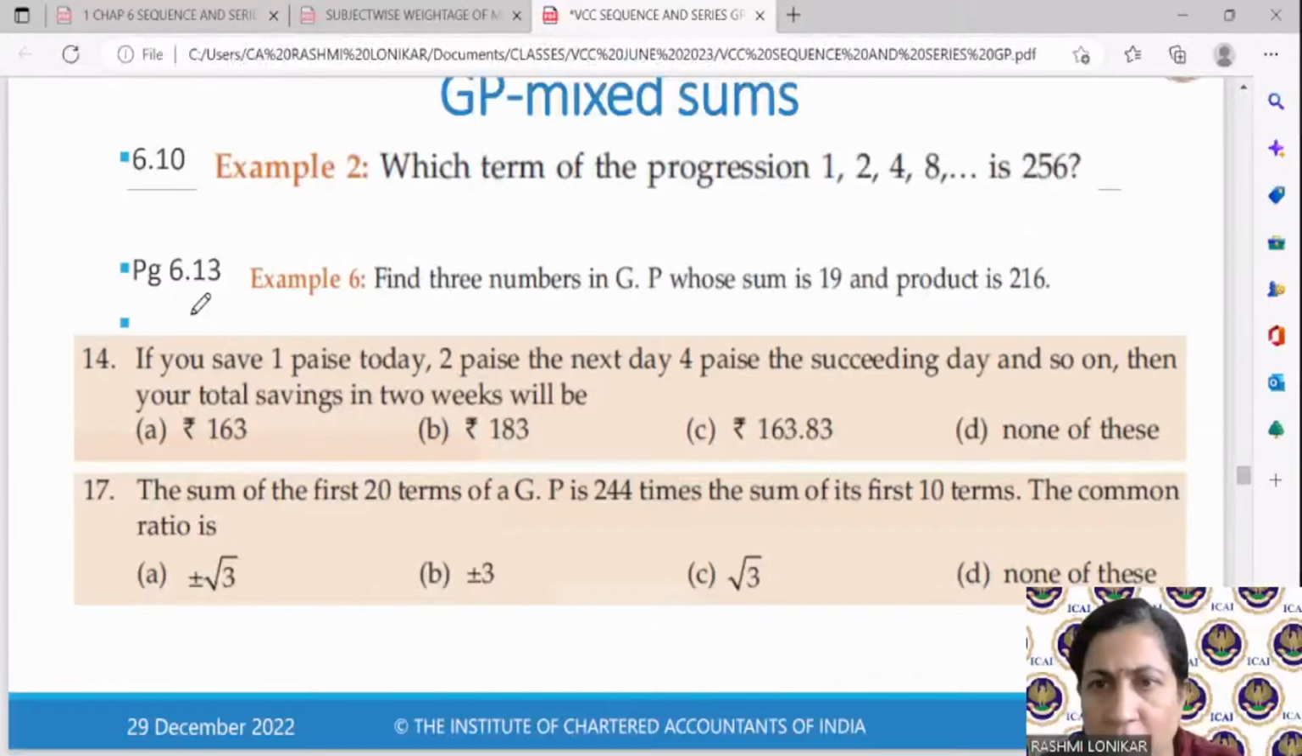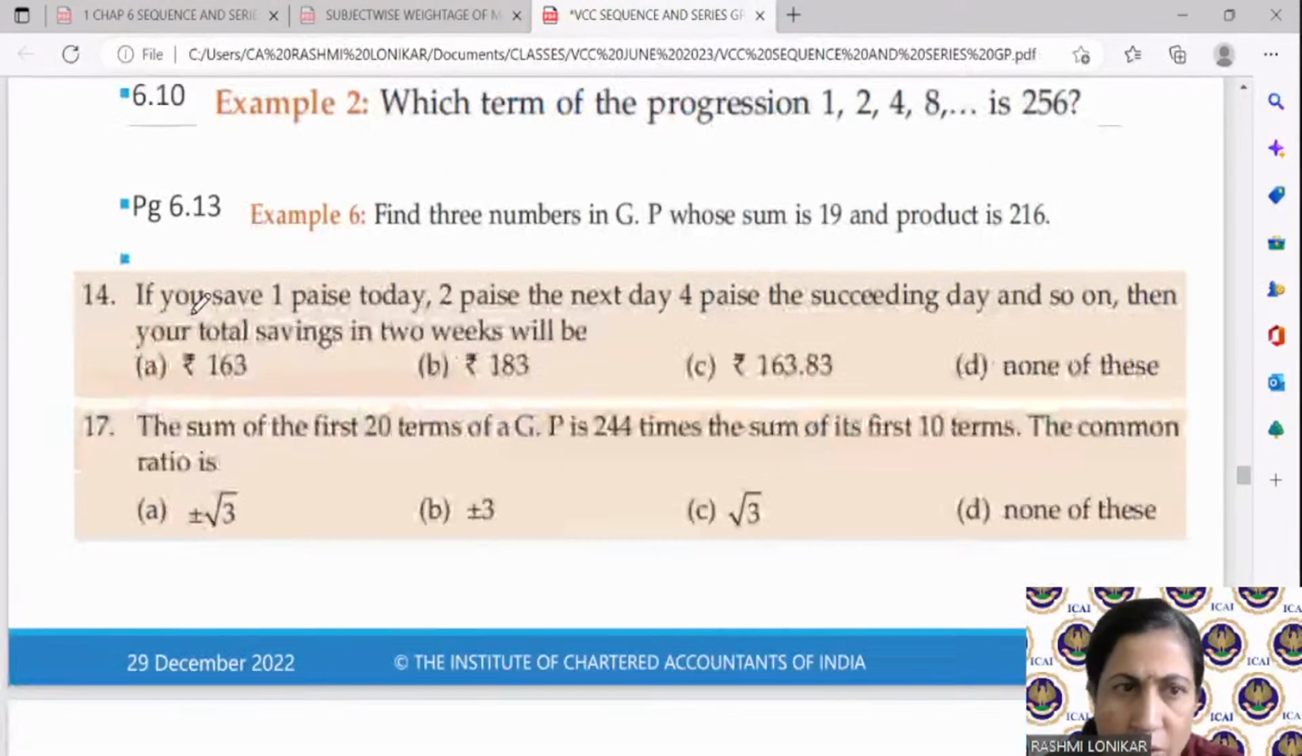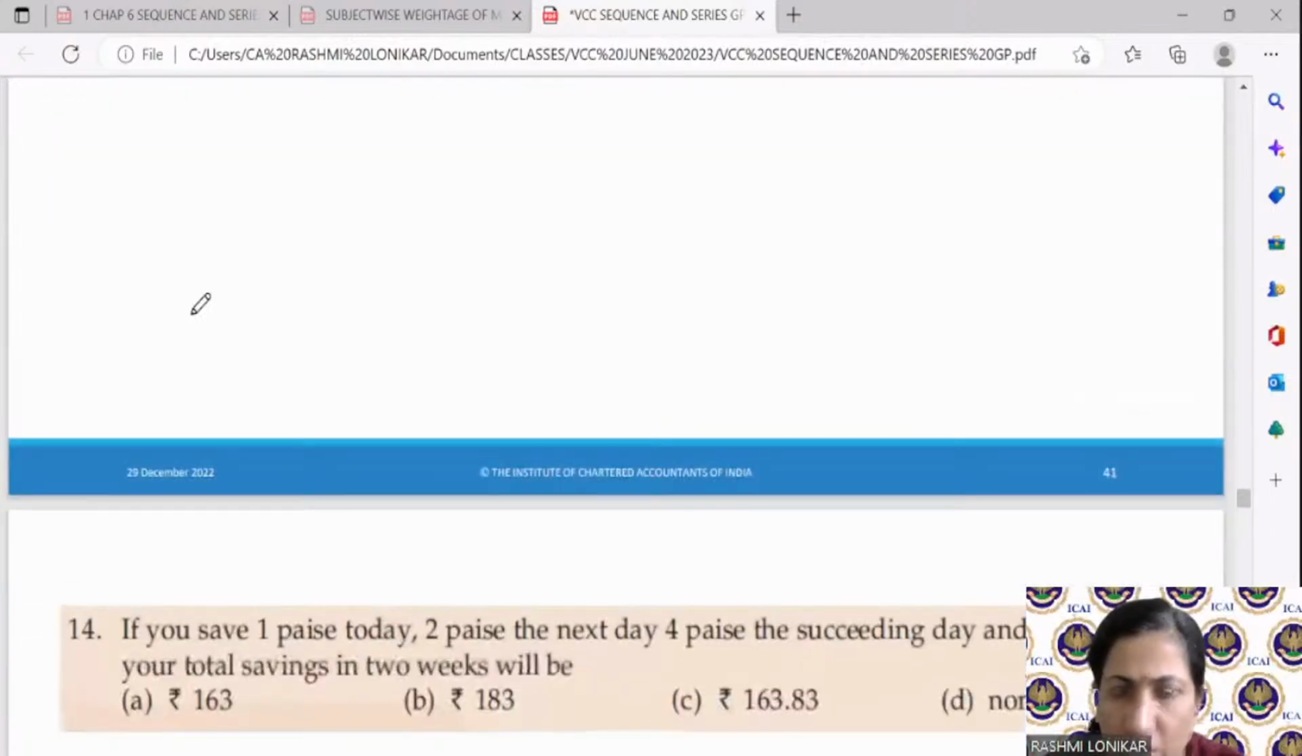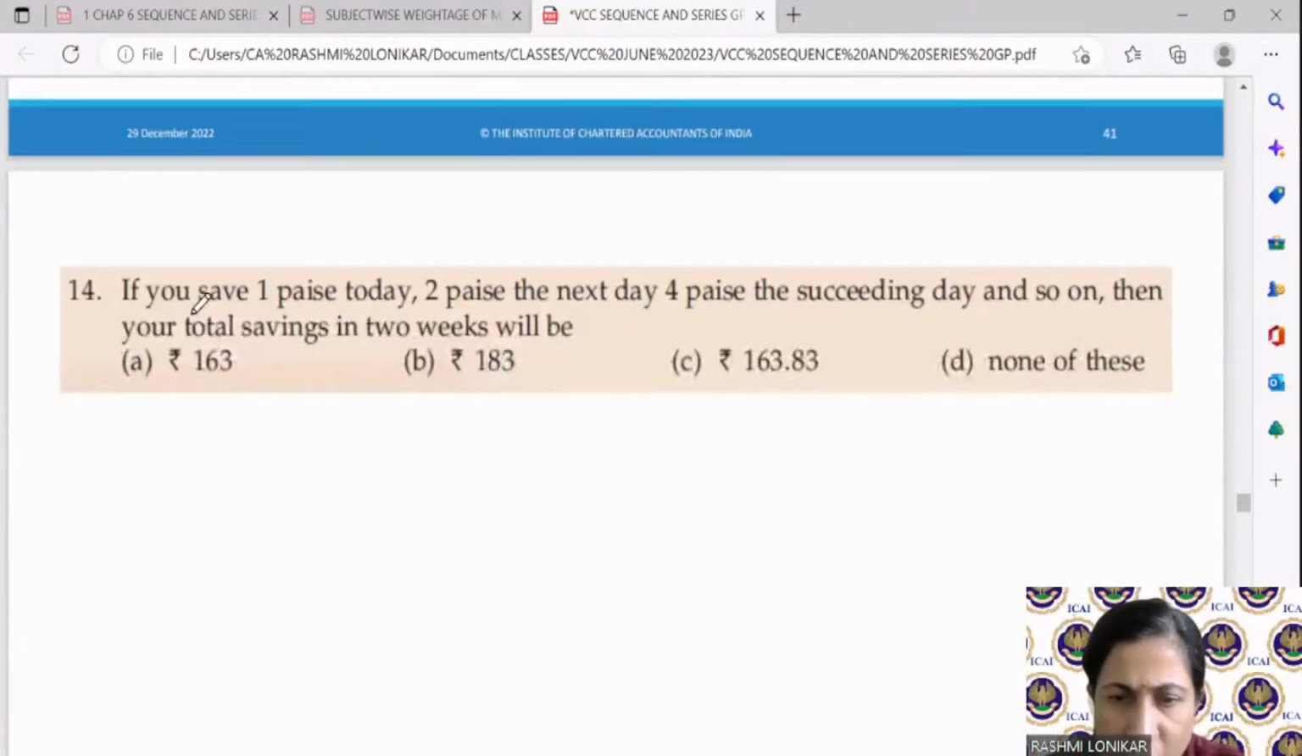Which term of the progression is this? Now these are mixed types of sums where different types are given to you. I think the most important ones are the 14th and 17th. Let us do that. This one is easy, so you can do it. Let me take this one because the time is also running out.